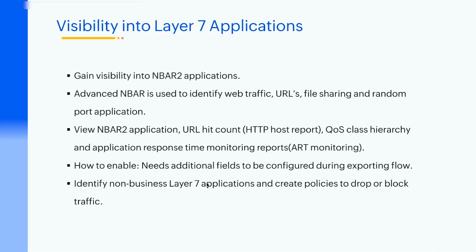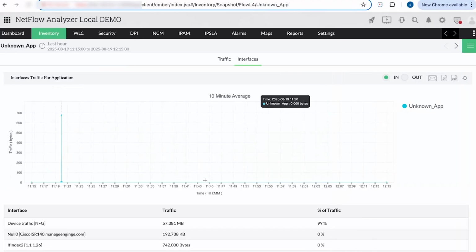Though there are tools to help monitor cloud services, monitoring applications of dynamic ports can be challenging with their increase in today's world. Cisco AVC monitoring will help you overcome this issue by giving you insights into NBAR2 applications, web traffic, URL hit count, app-centric QoS classes, and ART monitoring. Let's switch to the UI now.